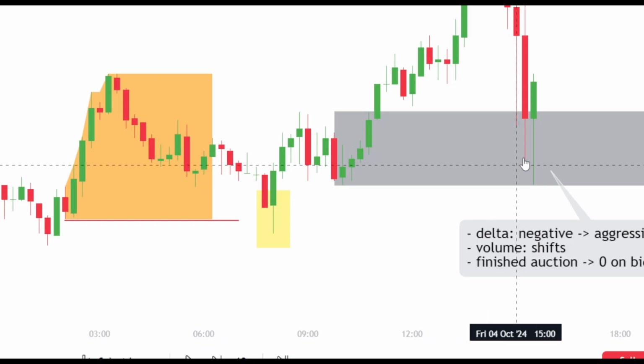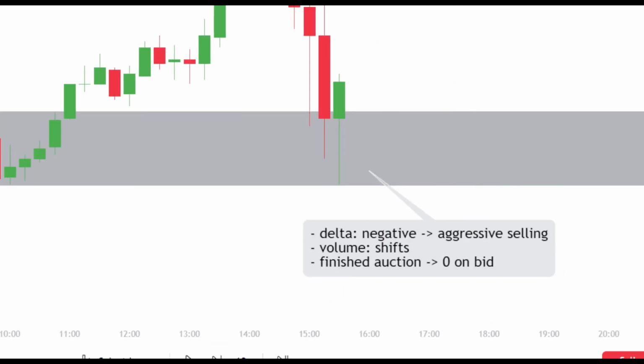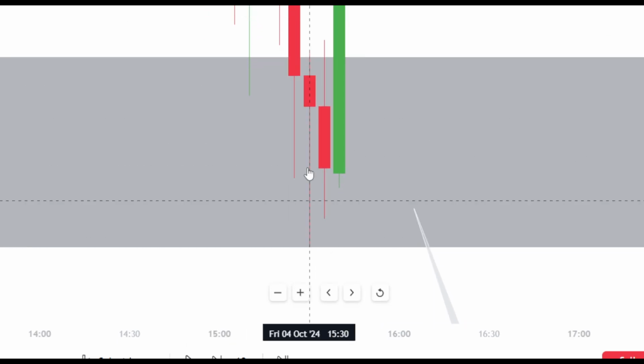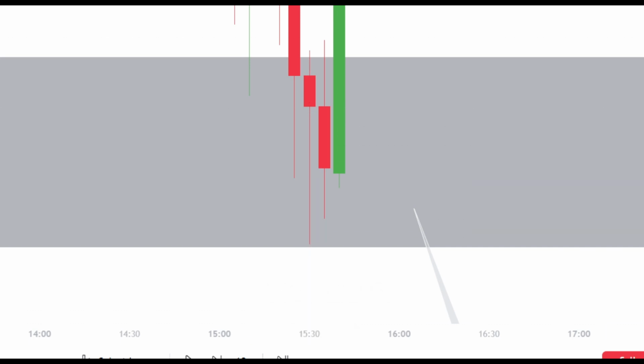Again, if I show you the footprint chart itself on the 50-minute time frame, sorry, the candlestick chart, we have this massive wick over here. So this is at 3:30 UK time. That's about 10:30 Eastern. We had this large wick over here.